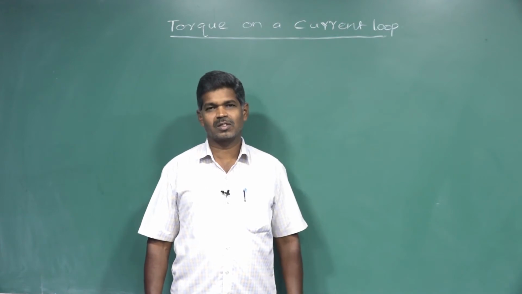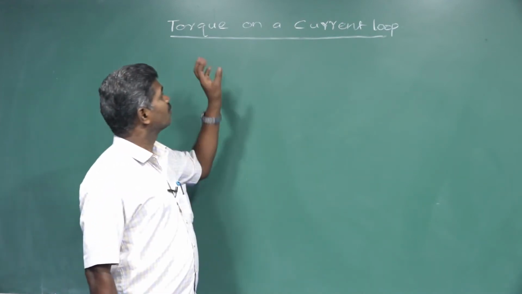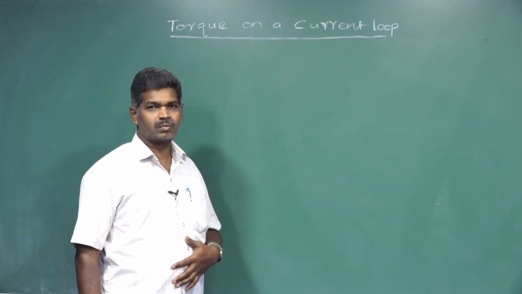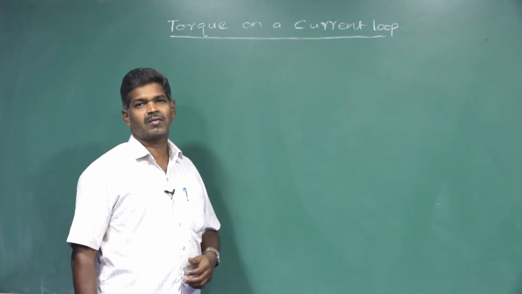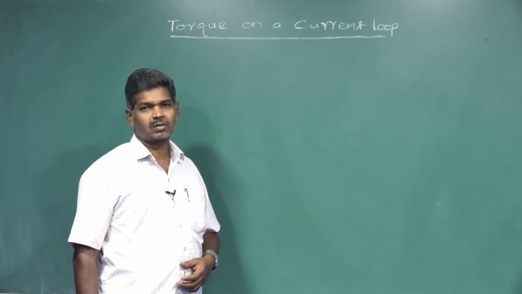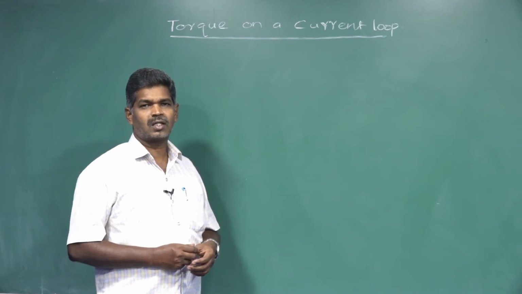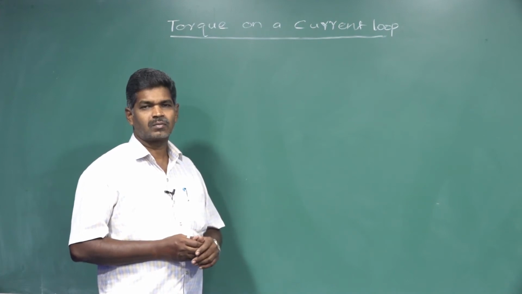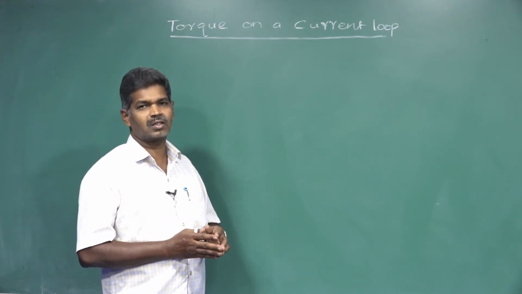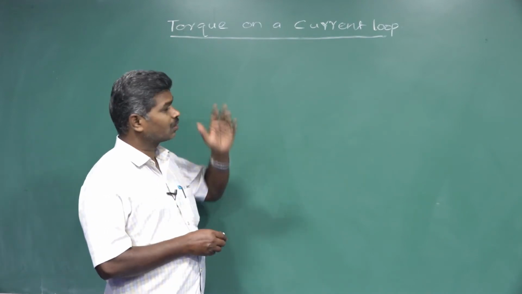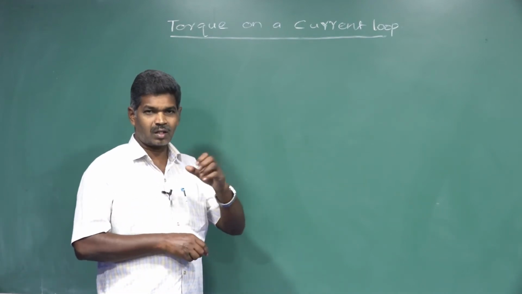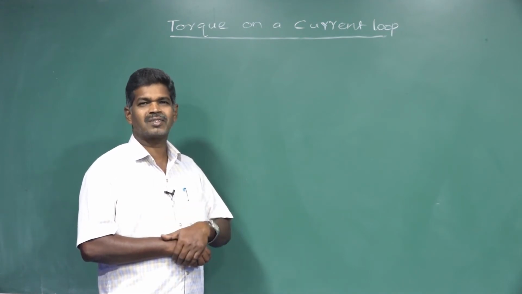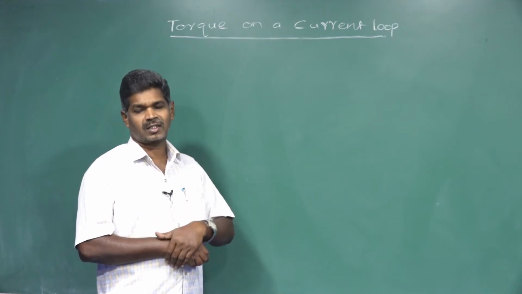Today we are going to see the topic torque on a current loop. Torque on a current loop is a principle in our electric motors. In electric motors, electrical energy is converted into mechanical energy. That function is based on the torque on a current loop. This torque is fundamentally based on the force on a current carrying conductor.